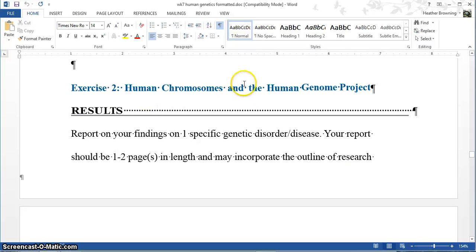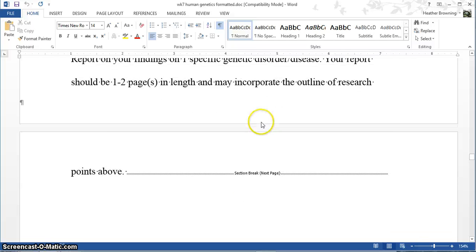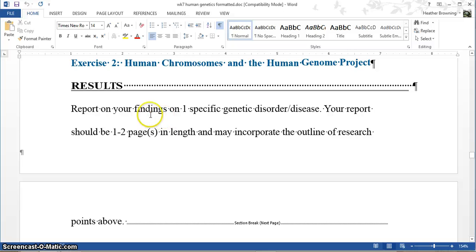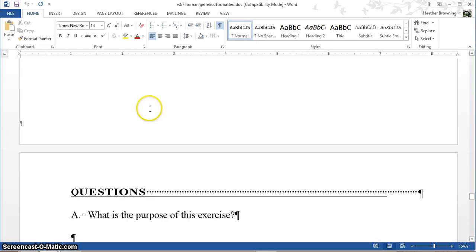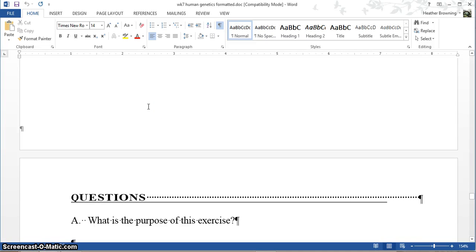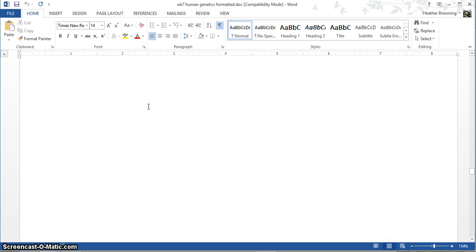And then human chromosomes and the Human Genome Project. So here you're going to write up a little report. This is why you have to have the resource. And then you'll write it down here, right? Is that where you stick it? Let me check. Yeah, that's where you would stick it. So you would pick, does it tell you what to pick? Let's read that again.